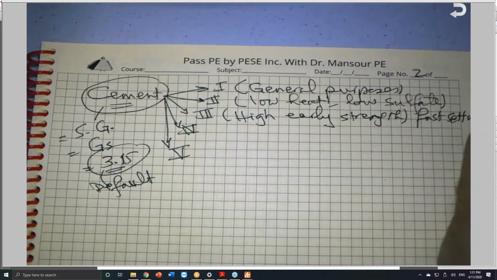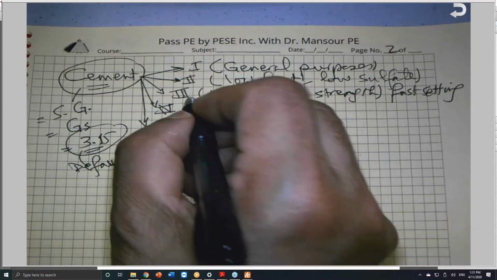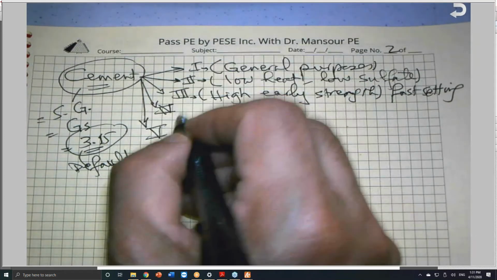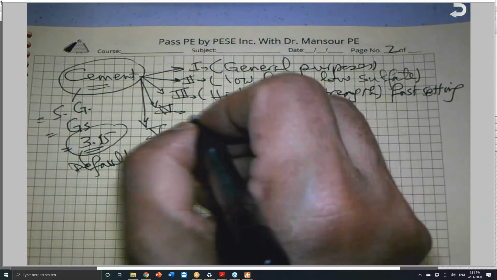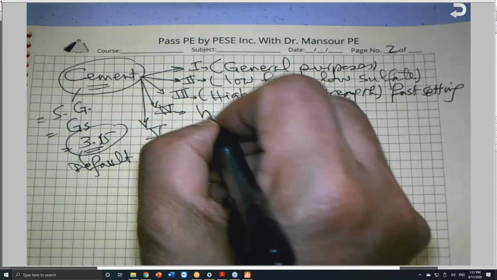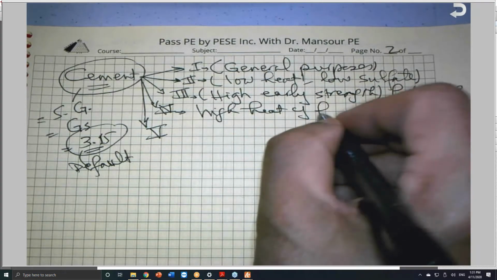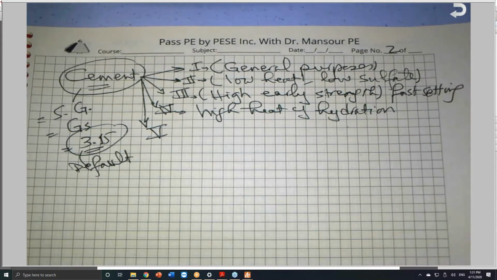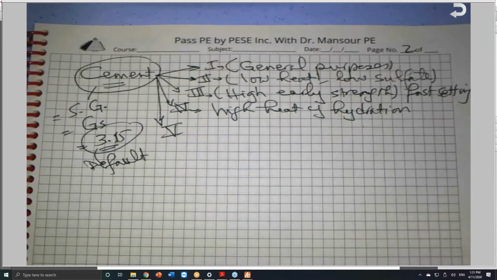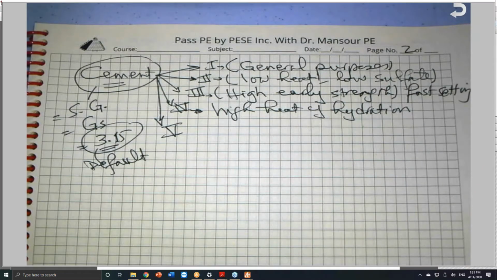Fast setting. Type 4, hopefully I can squeeze all of them here. Type 4 is high heat of hydration. When we have a high heat of hydration, heat will be generated, and I will define what hydration is in just a minute. Like when they built Hoover Dam, I will tell you the story about the Hoover Dam.